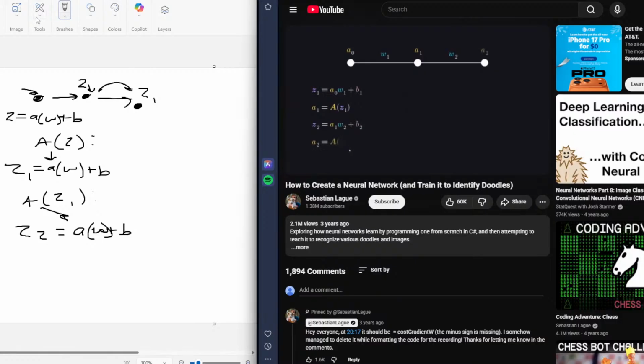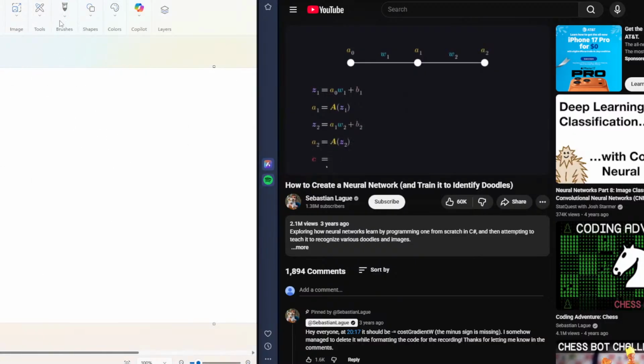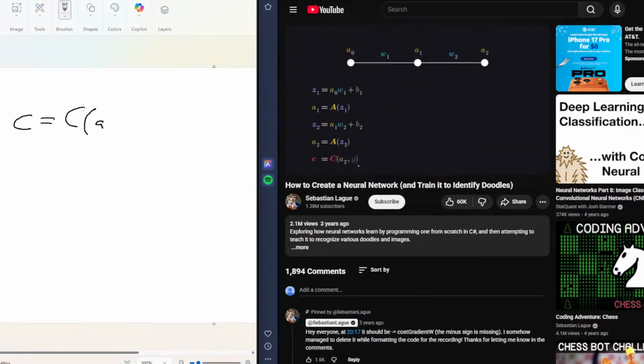Finally, a2. We can now evaluate the network by calculating the cost, so we just use the cost function. So after all of this, now we calculate the cost of this run, which is simply passing the cost function the output activation value, along with the expected output for the current training sample, or y for short.